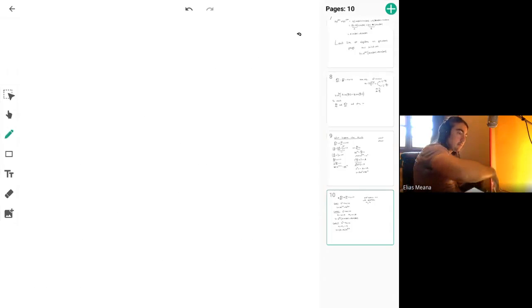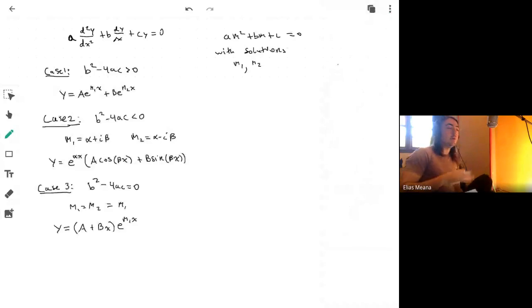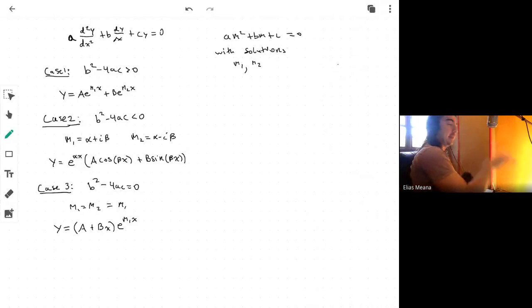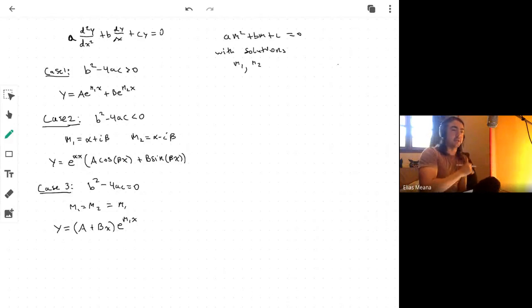Laggy. Come on. There we go. All right, so this is the full classification. This is every solution to every second order linear differential equation with constant coefficients that's homogeneous.